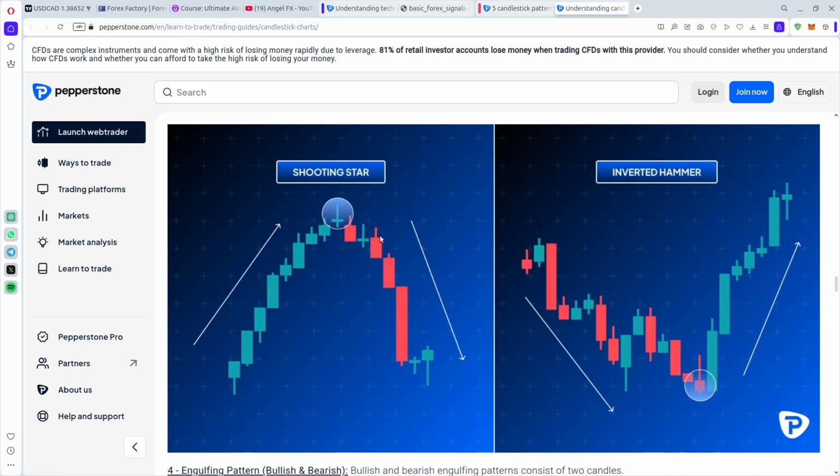So we have a shooting star. Here's the next one, a shooting star. It's similar to the hammer, but the difference is the body of the candle is actually much smaller, and it's at the edge of it.